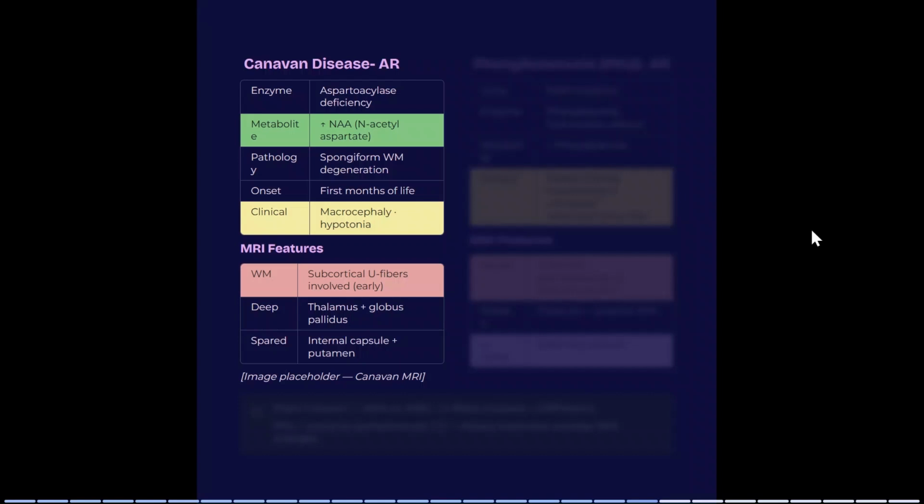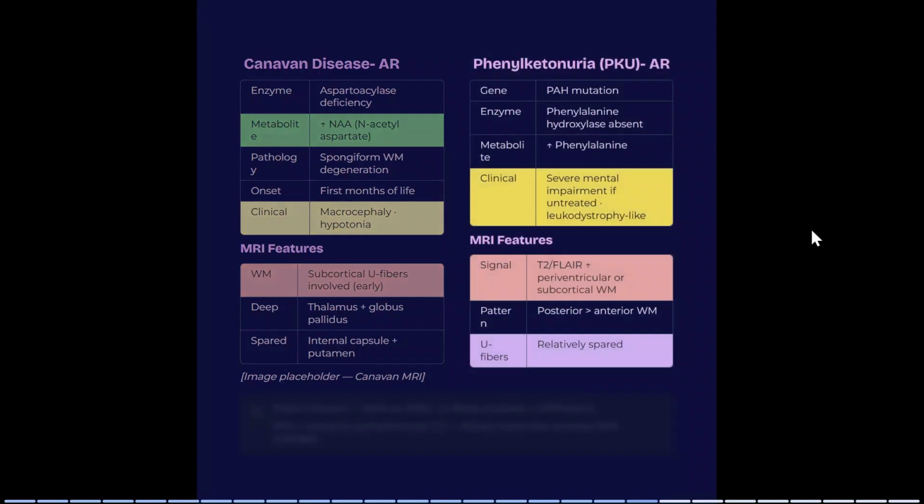And then we come to phenylketonuria. Phenylketonuria is basically due to accumulation of phenylalanine, and the patient can present with severe mental impairment if untreated. And there are basically T2 FLAIR hyperintensities in the periventricular or subcortical white matter, and U fibers are spared. So these are the two things.